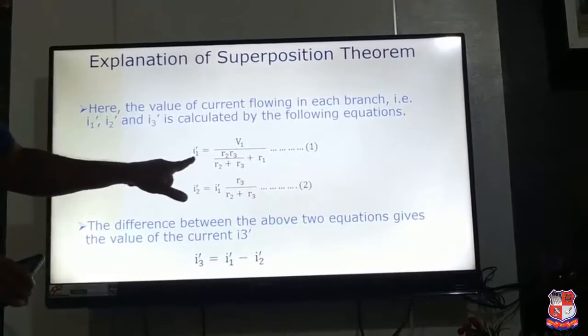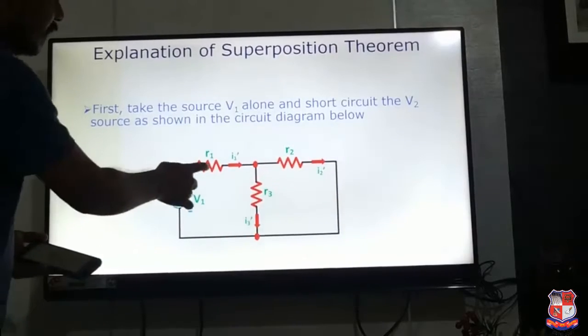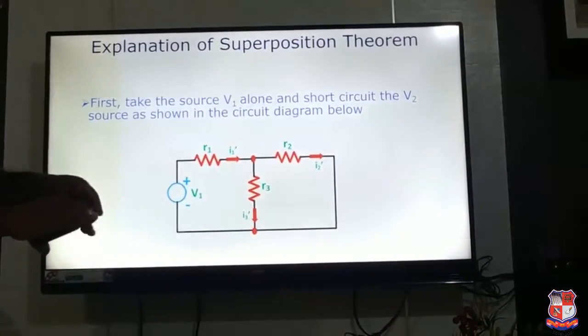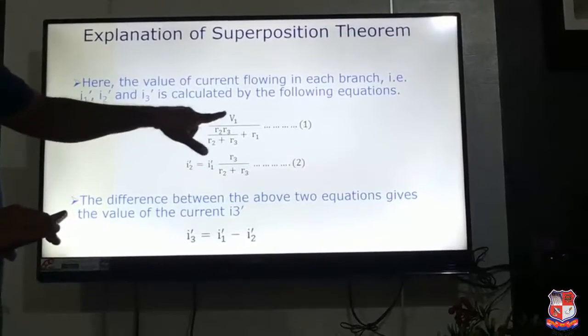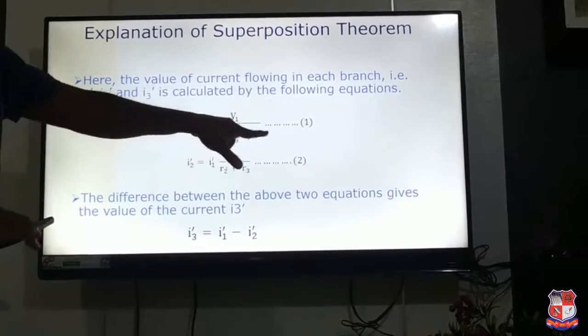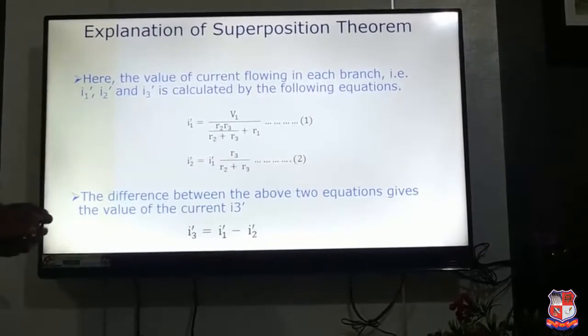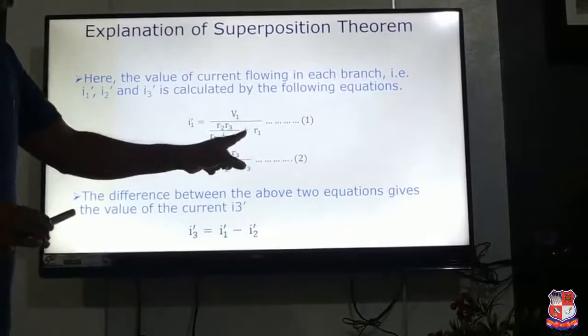So the I1 dash current which is flowing through the R1 resistance, or we can say the total current, is calculated by this formula: I1 dash is equal to V1 divided by the equivalent resistance, and this equivalent resistance is R2 R3 divided by R2 plus R3, plus R1.